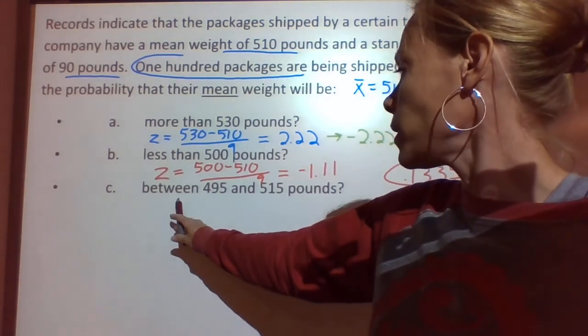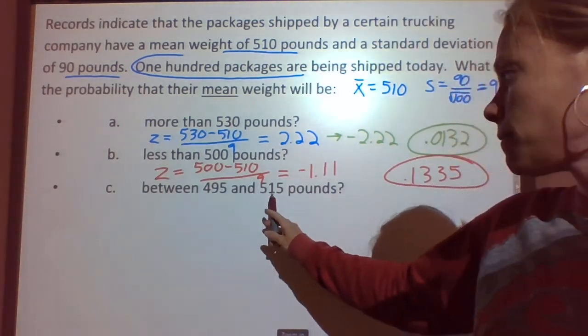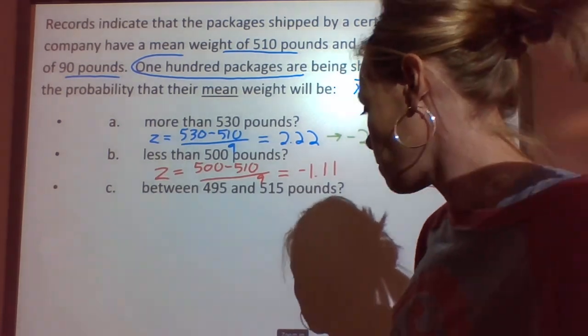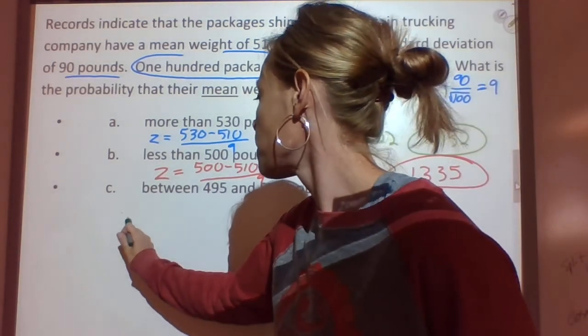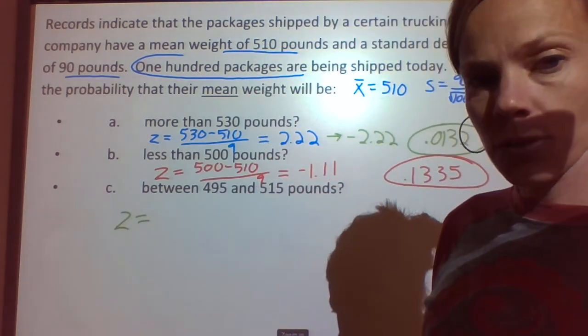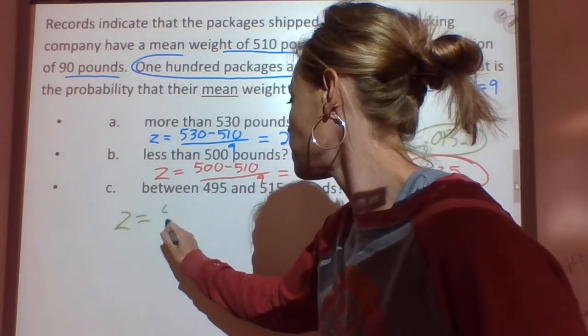Okay, between 495 and 515. Okay, so if you remember, this is a great review. To do area in between, I find the z-score for both of those.